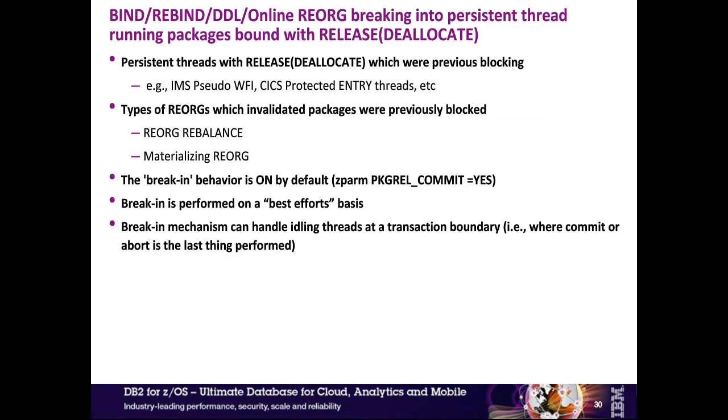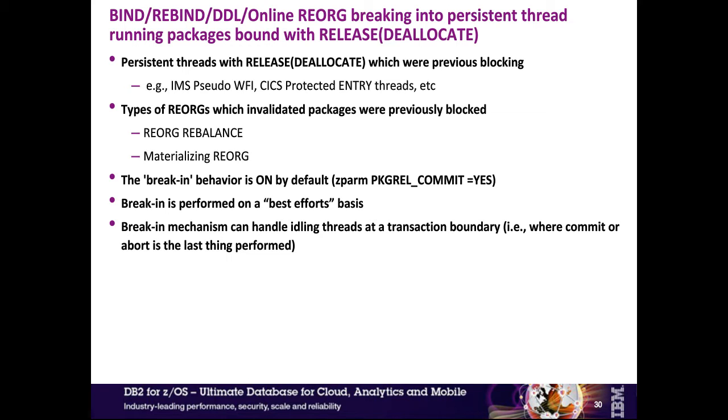So when you have persistent threads, they may be CICS protected entry threads or IMS WFI. These are the types of threads, when running release deallocate packages, that will actually block these types of activities coming in. And types of reorgs which invalidate packages are things like reorg rebalance, which are now in version 11, you can run with share level change, and also the materializing reorgs, some of those will invalidate packages.